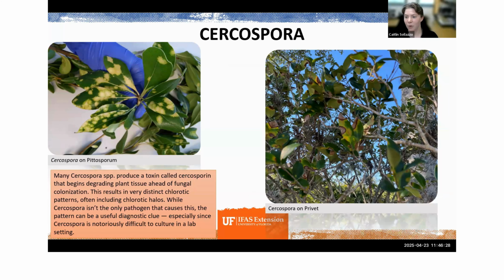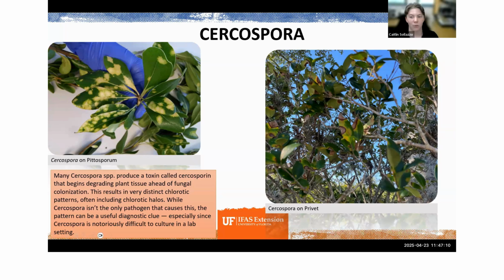Okay, so I'm going to move to a different leaf spotting pathogen. I point this one out as well because I see this literally everywhere. If you're me and you're just walking, I notice this all the time. A fun fact about Cercospora, which is a specific fungus, is that most species have a toxin called cercosporin. They release it and it goes out in front of the fungus and degrades tissue a little bit before the fungus gets there and eats it up. That's basically what it does.